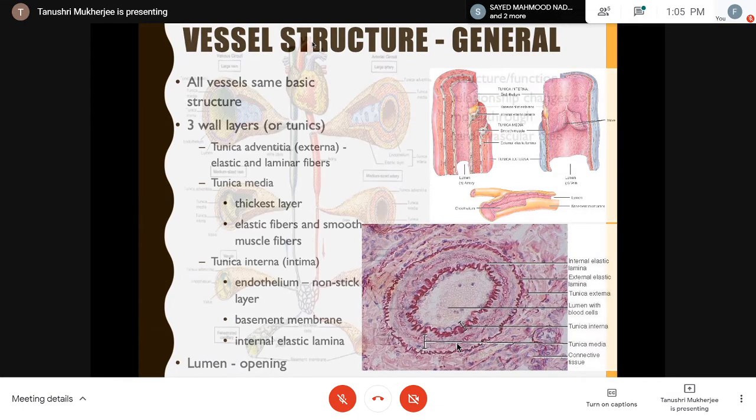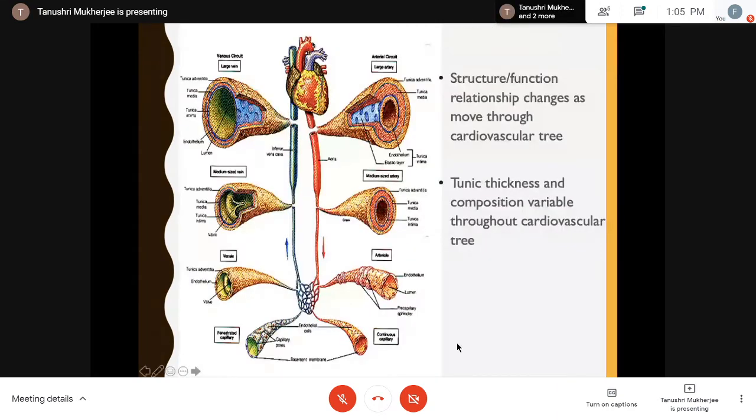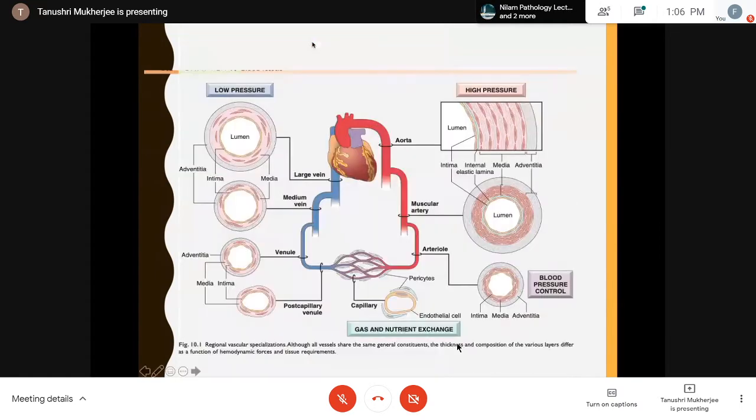Then the structure-function relationship changes throughout as we move through the cardiovascular tree. The tunica thickness and composition is variable, and there is regional vascular specialization. Although they have the same general constituents, the various layer thicknesses differ as a function of hemodynamic forces and tissue requirements.